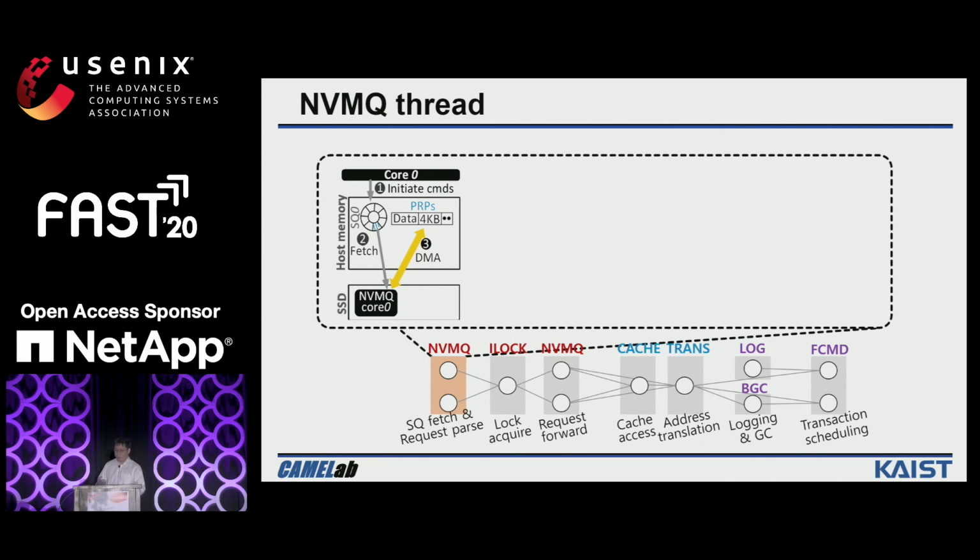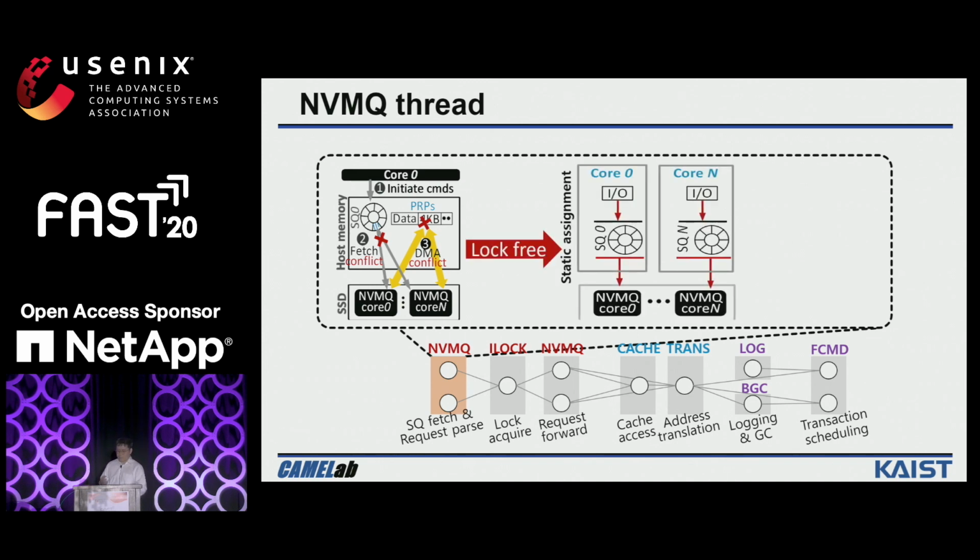However, when we employ multiple NVMQ threads, the problem is that the NVMQ threads can fetch the same NVMe commands or access the data from the same memory locations. This can generate conflicts. We design lock-free solutions. This solution is to statically assign NVMe submission queue and completion queue to different NVMQ threads. However, different cores may generate different numbers of IO requests. As a result, it can introduce unbalanced loads in the different NVMQ threads.